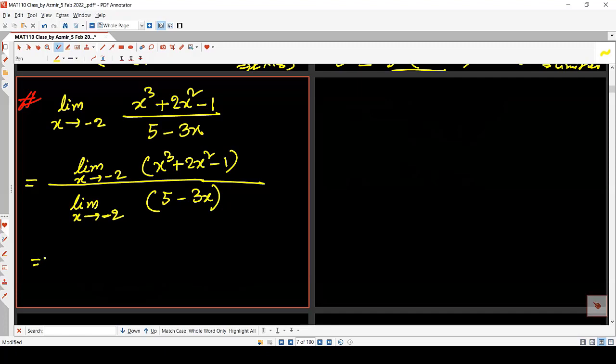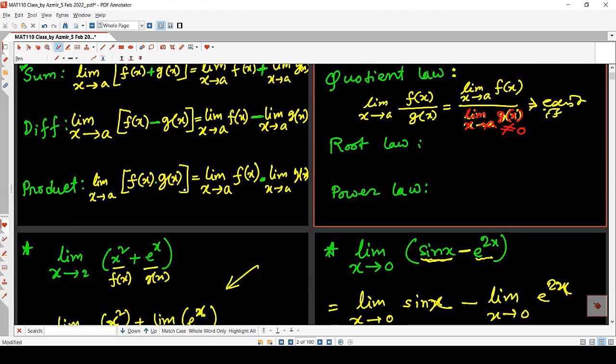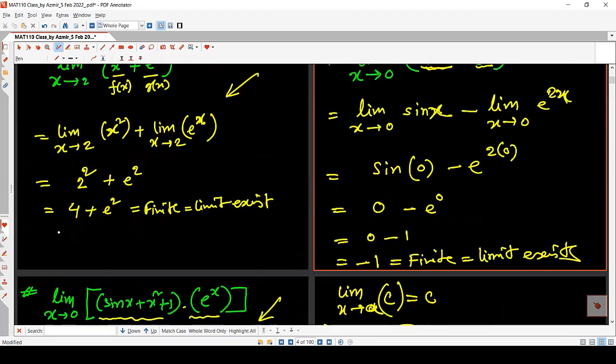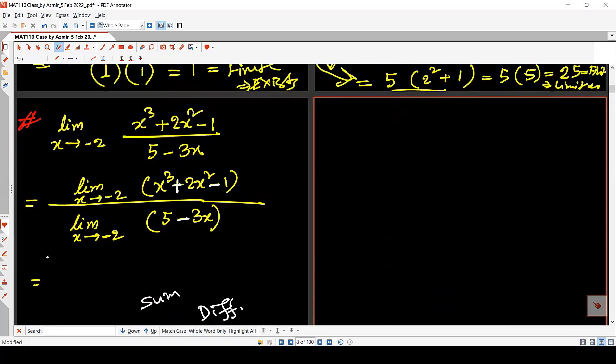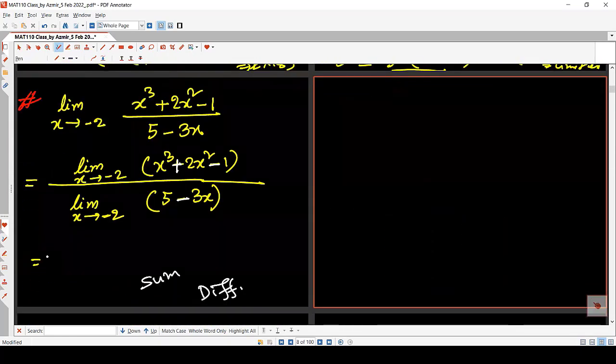This time you can see that we have plus and minus, so we can apply the sum property and also the difference property that we have seen in the previous examples. Sum law and difference law can be applied here, but if we want, we can also solve this directly. This time I will solve it directly so that you can also understand how we can manipulate limit problems directly.